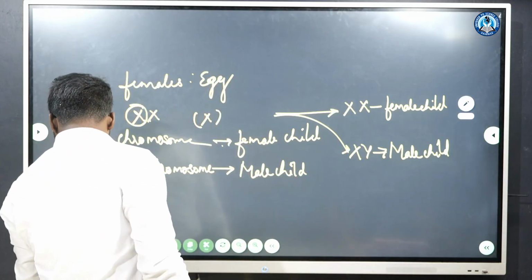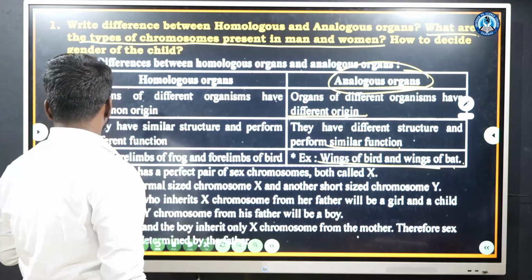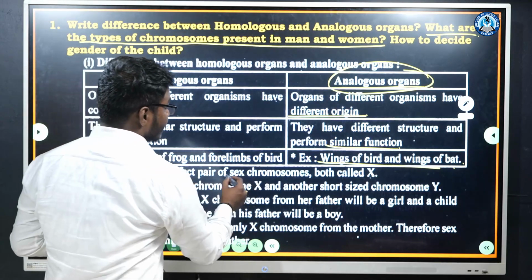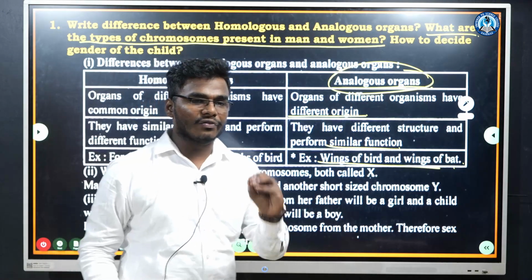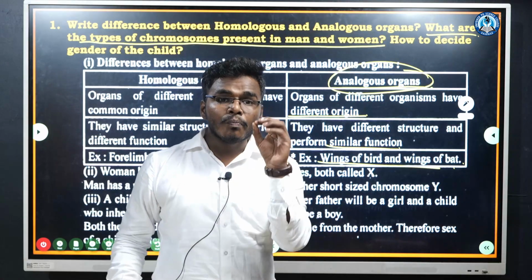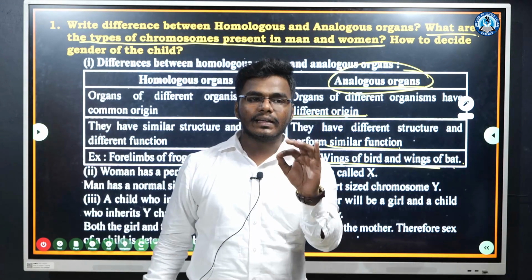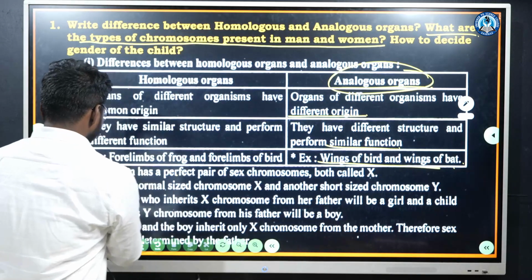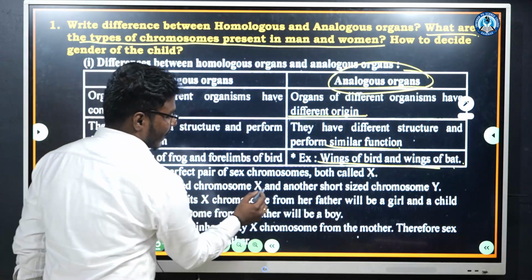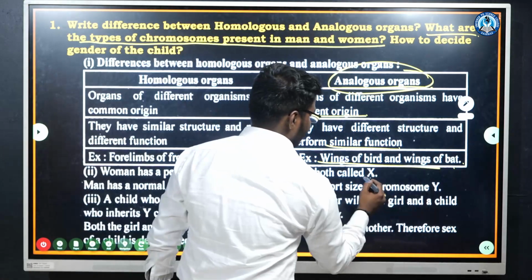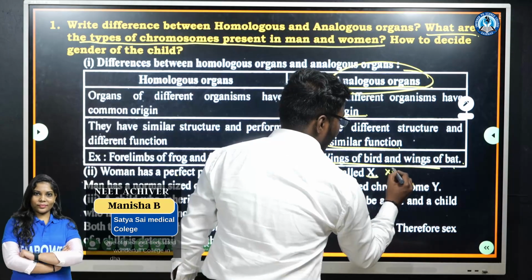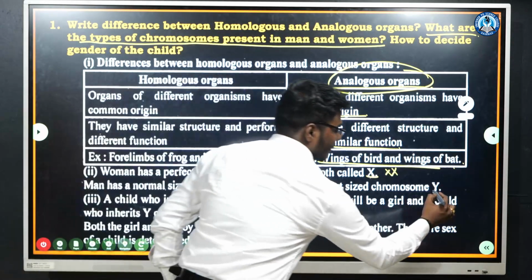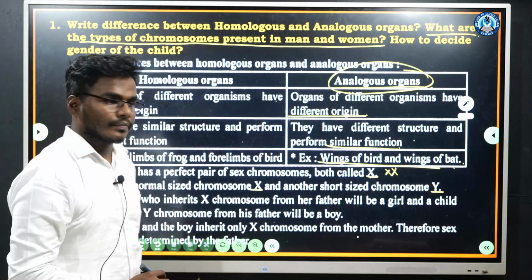Okay, so here it is. Women have a perfect pair of sex chromosomes. Perfect pair of sex chromosomes means that both the chromosomes are X and X, whereas man has a normal size chromosome X and another one Y. As I told, the female will have 2 X chromosomes, the male will have 1 X chromosome, and the other one is Y chromosome.